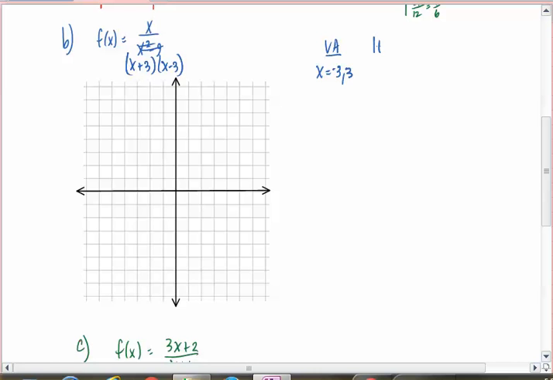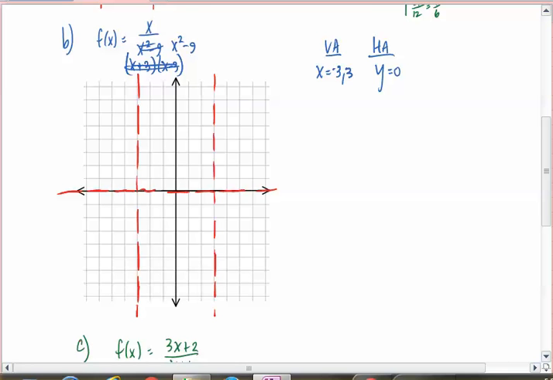So let's get my horizontal asymptotes. For horizontal asymptotes, we go back to the unfactored form, and I look at my leading terms, or the degree, and it's bottom heavy, which means my horizontal asymptote is y equals 0. Let's put those on right now. So there's my y equals 0 asymptote. Here's the 3 and the negative 3.